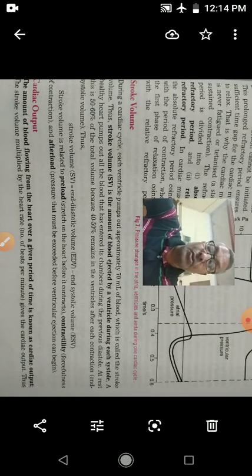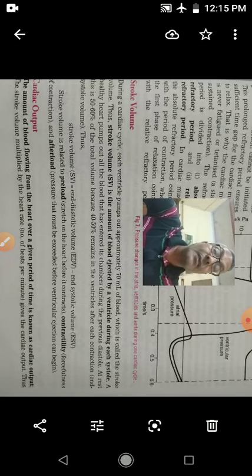Stroke volume is related to preload, contractility and afterload. Preload means stretch on the heart before its contraction. Contractility is the forcefulness of contraction, and afterload is the pressure that must be exceeded before ventricular ejection can begin.